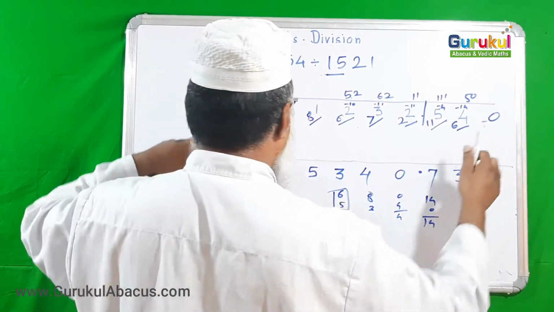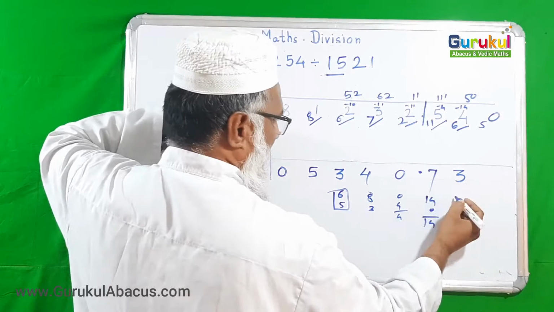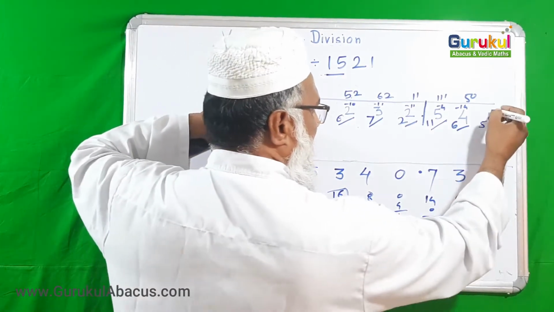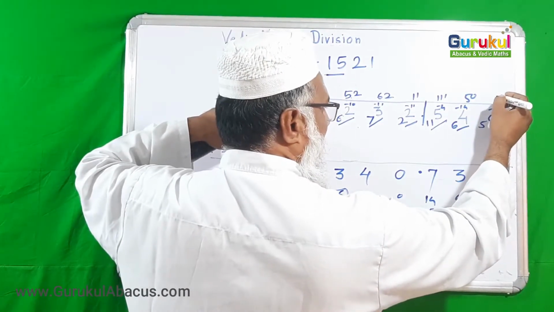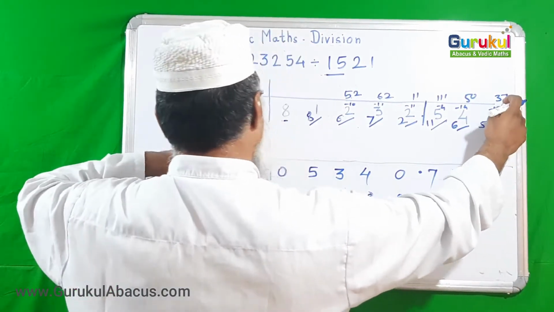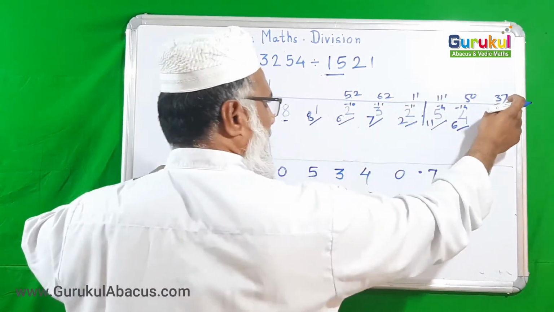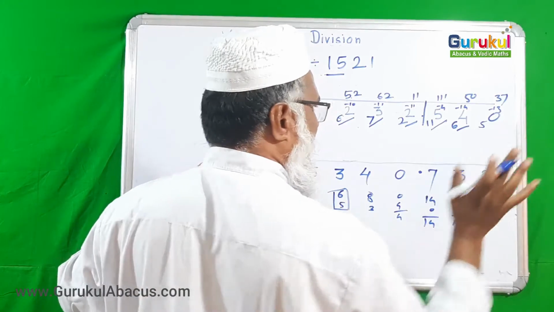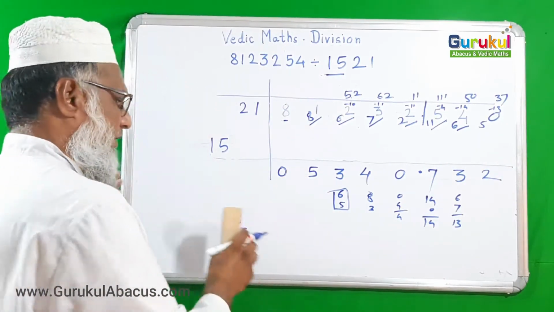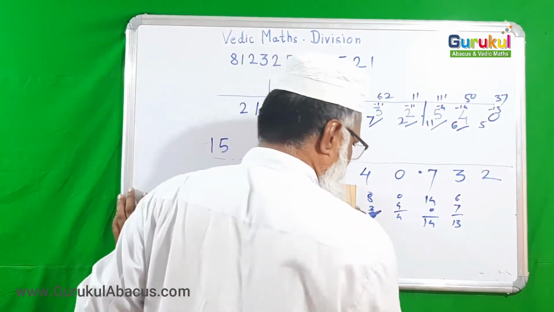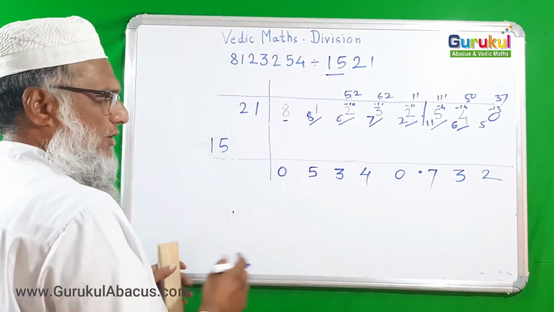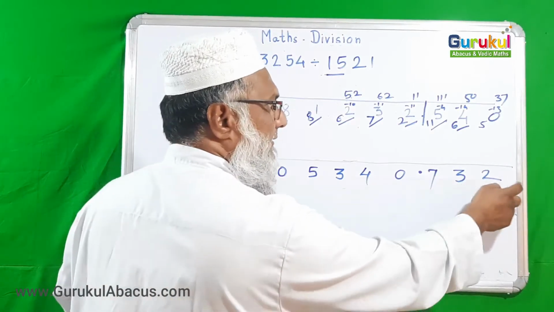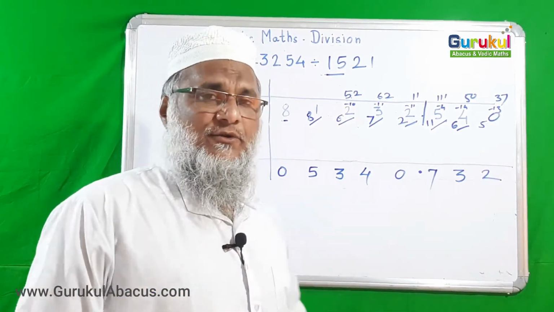And now from the 50 again, 3 2s are 6 and 7 1s are 7. It means 6 and 7, 13, I should subtract. So remaining with me 37, and if it is 37, then 15 2s are 30 I can say. So 2 I am taking, and that is my answer here. Finally we have got the answer 5340.732. Okay, here one more thing we are going to understand.